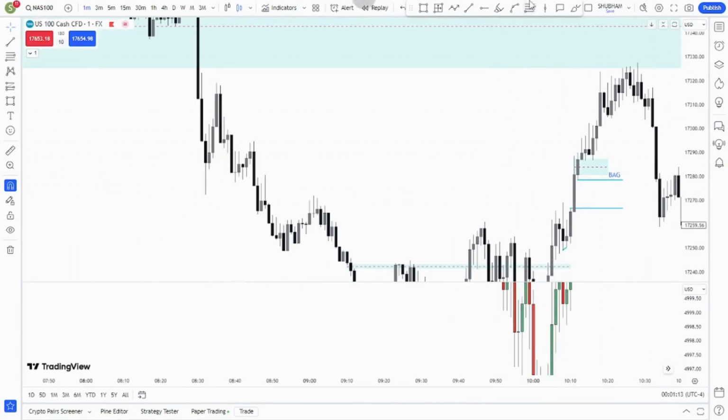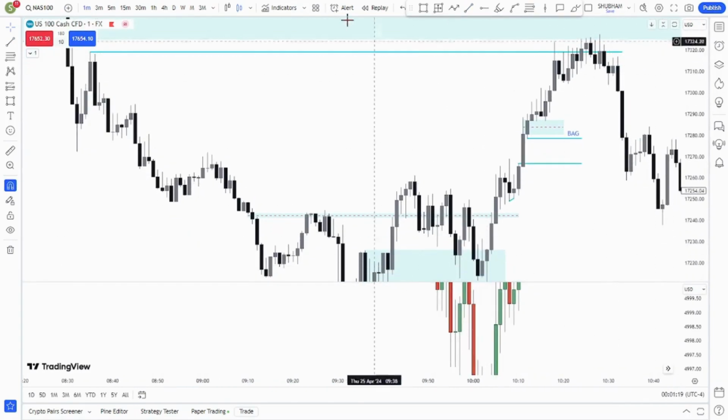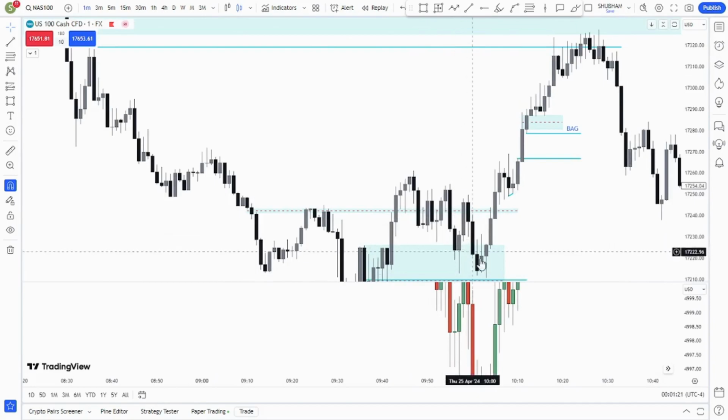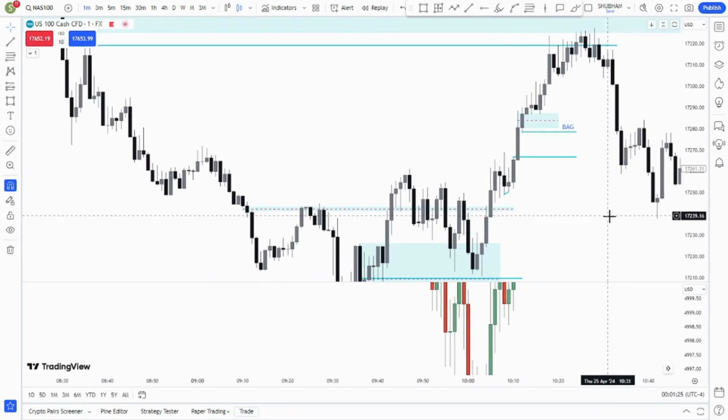Now let me clear one thing. See, this was one buy side liquidity which was in my mind, and I took my 80% position off at this buy side liquidity because it was counter trend, a huge down move and then up move. So I was not interested in holding the trade for long.